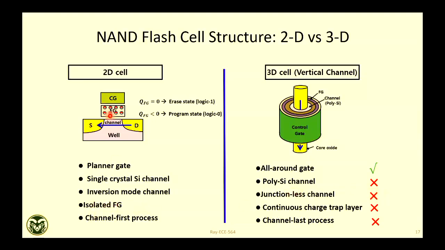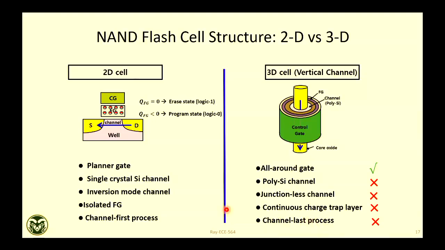Then isolated floating gate, which is a good thing in 2D because charge will not share with another cell. But here it is a continuous charge trap layer. The charge trap layer is continuous, sharing between two cells, right? So if you program one cell heavily, and another cell is erased, some electrons can go there. Of course, it will take some time, and this is the issue. We'll talk about that as well.